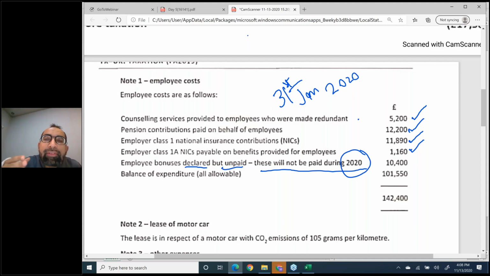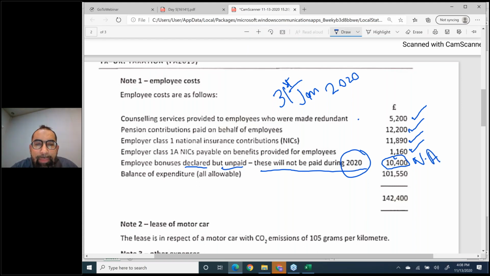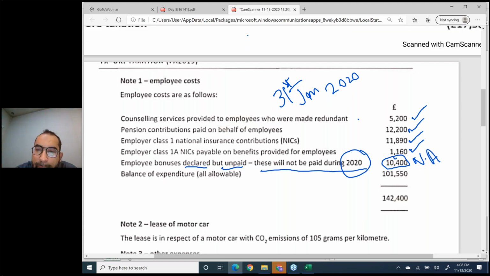If the company or employer is not going to pay the salaries or bonuses 9 months after the year end, don't forget the law, 9 months after the year end, such salaries are not allowed. So see, what's our intention? We are not going to pay till the end of 2020, and that means 11 months are still left, so this is not allowed. This 10400 is not allowed, and you will see, I will add it back. The remaining balance is all allowed. Okay, got it?